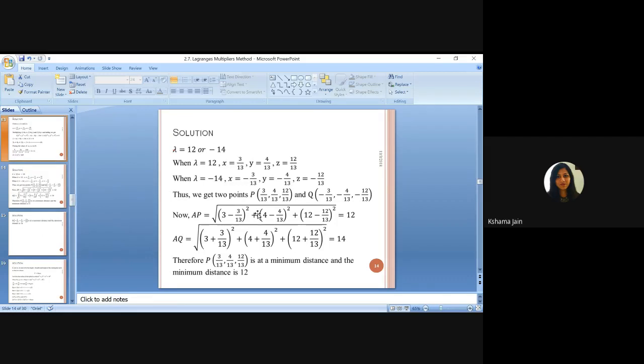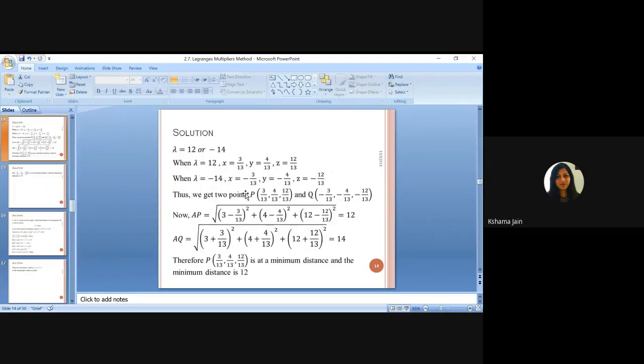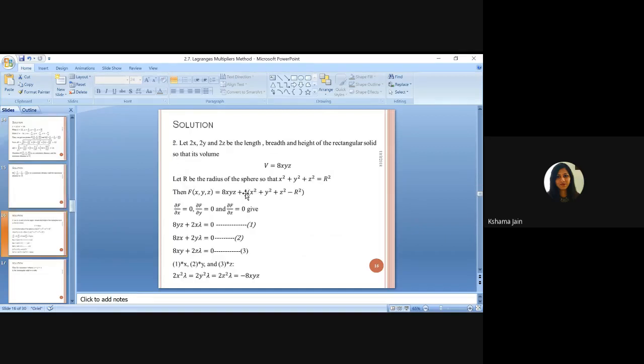The second question is, show that the rectangular solid of maximum volume that can be inscribed in a sphere is a cube. Okay, maximum volume. Volume we know is x, y, z. Okay, and inscribed in a sphere. Sphere is x square plus y square plus z square equals r square. R means radius, or it can be taken as a constant equal to a square. So here the given condition is x square plus y square plus z square equals r square. This will be multiplied with Lagrange's multiplier lambda. And we need to find.